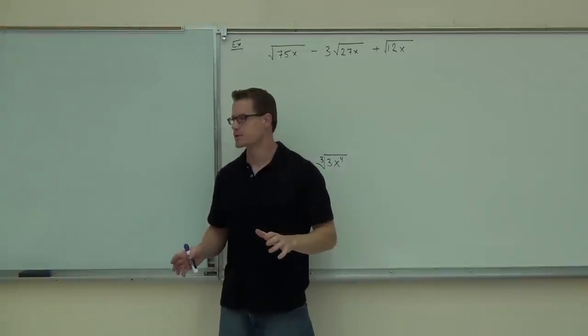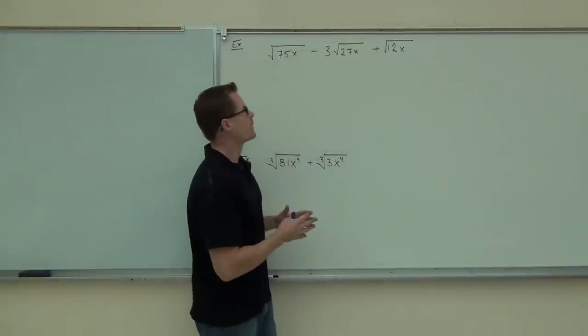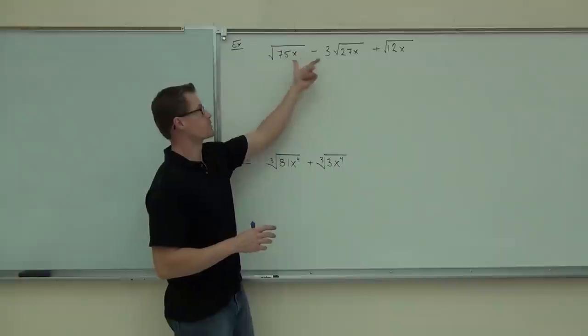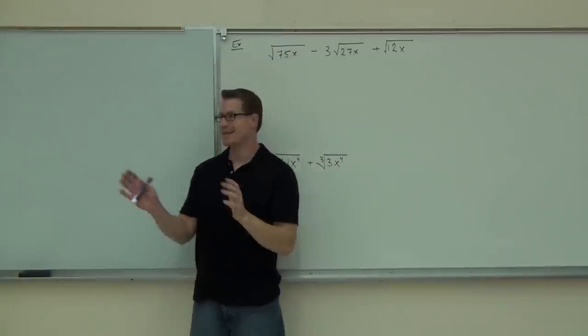We wouldn't be able to add those together. You with me on that? Okay. Next up, we've got to simplify these, because right now we know we can't add them together or subtract them. We certainly can't take 75x minus 27x. That doesn't work at all.